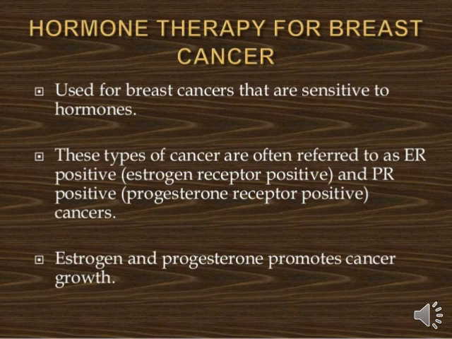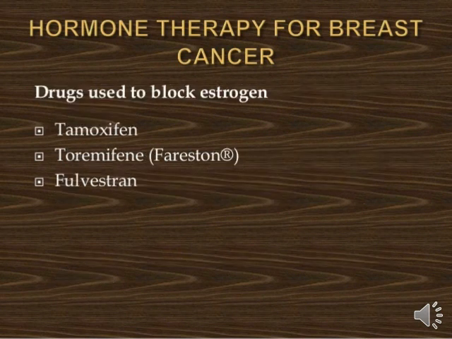Now, hormone therapy for breast cancer uses drugs to block estrogen. This kind of drug comes under hormone therapy and basically blocks the estrogen hormone. For example, tamoxifen, toremifene, also called Fareston, and fulvestrant. This kind of medicine basically comes under estrogen-blocking hormones, and if a person suffers from an estrogen problem, we provide this kind of hormone therapy.